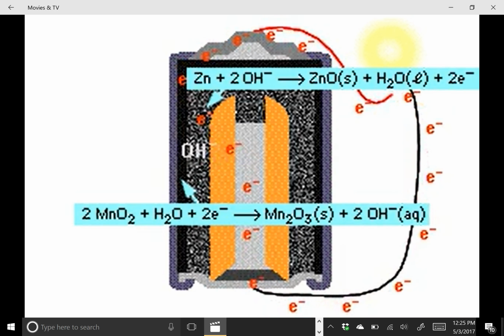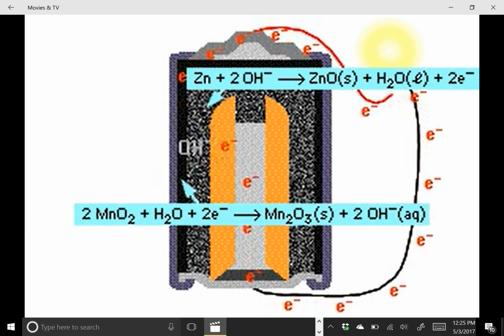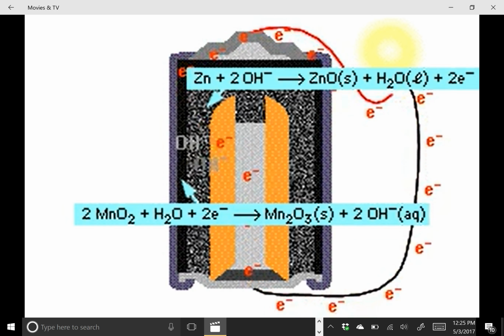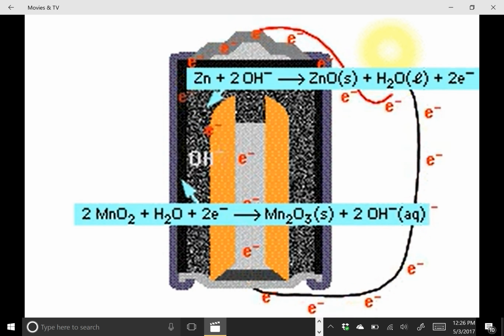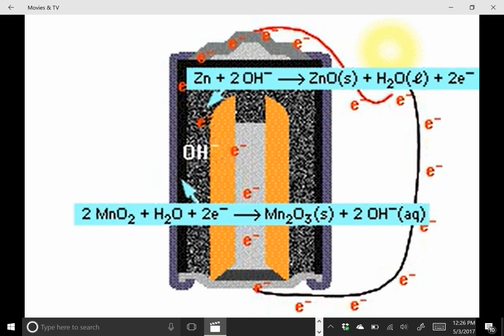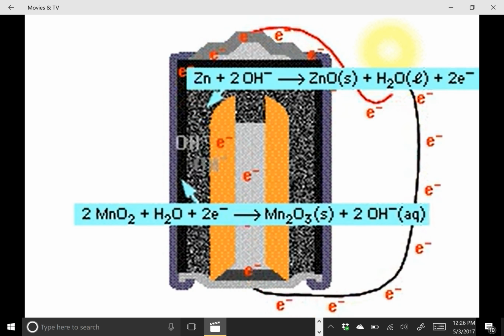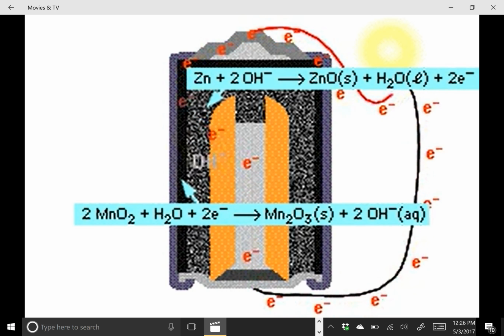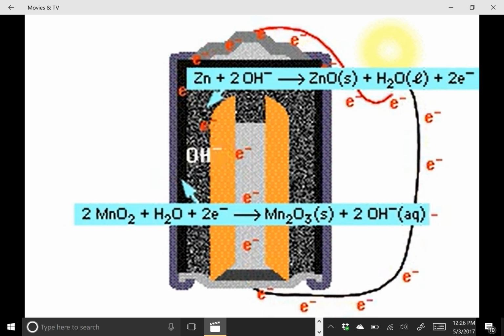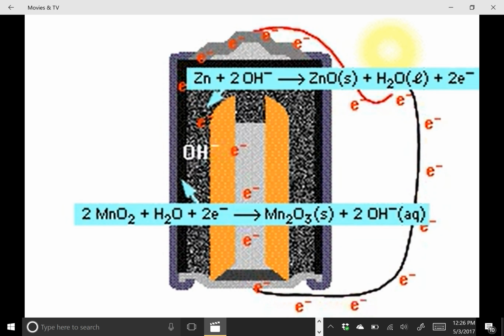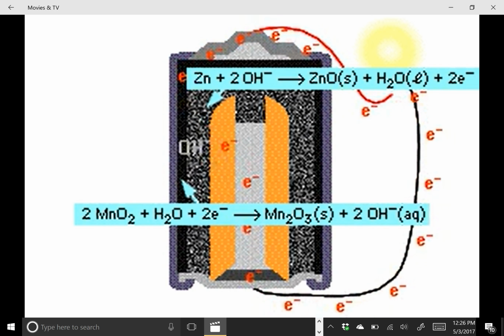In an alkaline battery, zinc metal at the anode releases 2 electrons to form zinc oxide under basic conditions. The 2 electrons are transported to the cathode, where manganese dioxide is reduced from the +4 to the +3 oxidation state. Hydroxide ions are transported from the cathode region to the anode region of the battery.